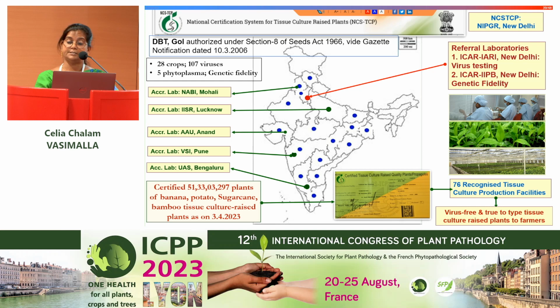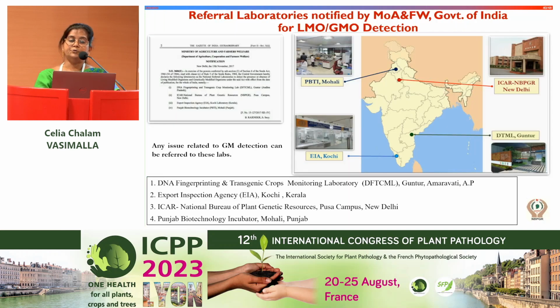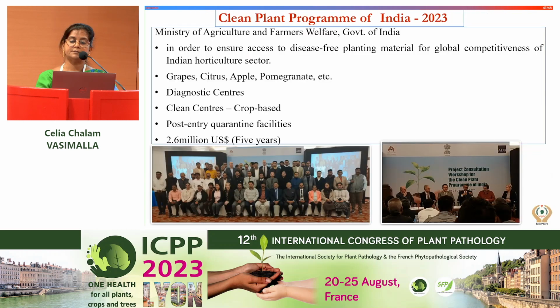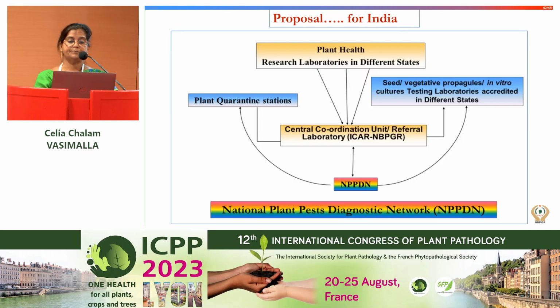You can see 76 facilities are recognized and 5 accredited labs. And we do have the system in place, referral labs for detection of GMOs or LMOs across the country in 4 places. And recently in 2023, India inaugurated the Clean Plant Program with a budget of $2.6 million US with diagnostic centers, clean centers, post-entry quarantine facilities, so that the disease-free planting material will be given to the farmers.